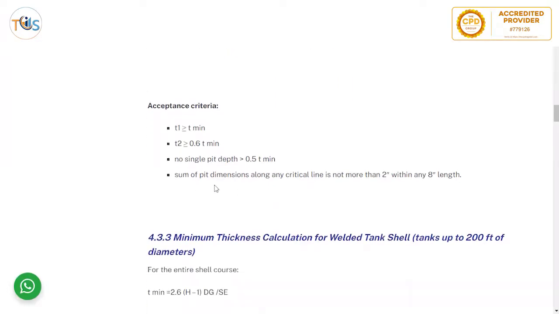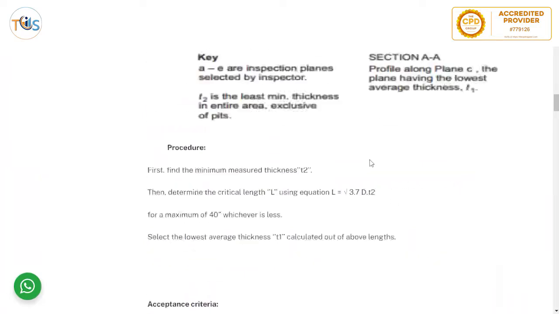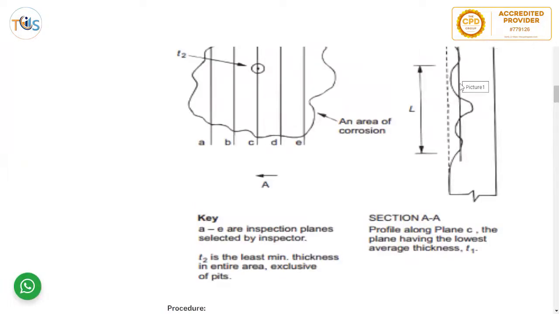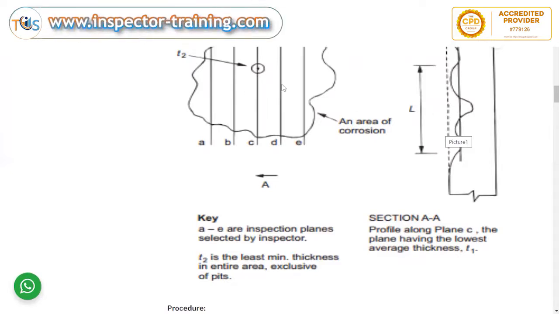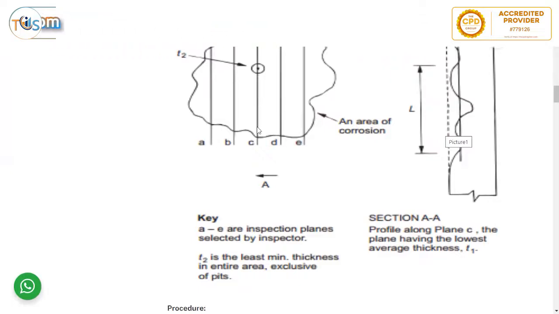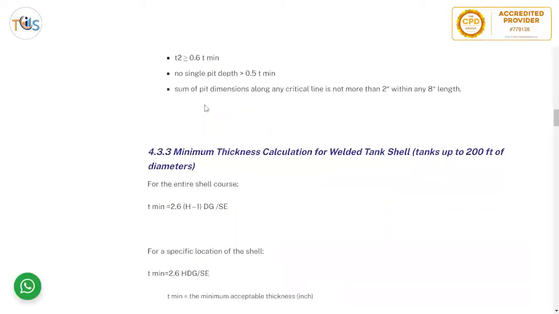And also the sum of pit dimensions along any critical line is not more than 2 inch within any 8-inch length. So if you take an L here, on the L, you take any 8 inch of it, and any pits you see here, the sum of the pit dimensions in that 8-inch line, say from here to here where you have several pits along the line, should not be more than 2 inch. That's another requirement.